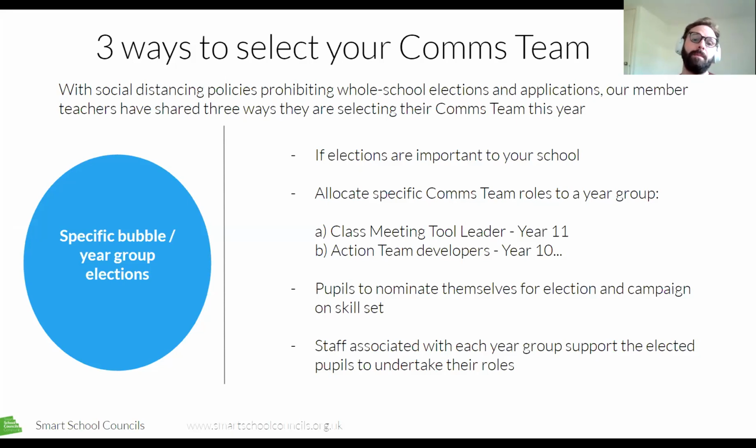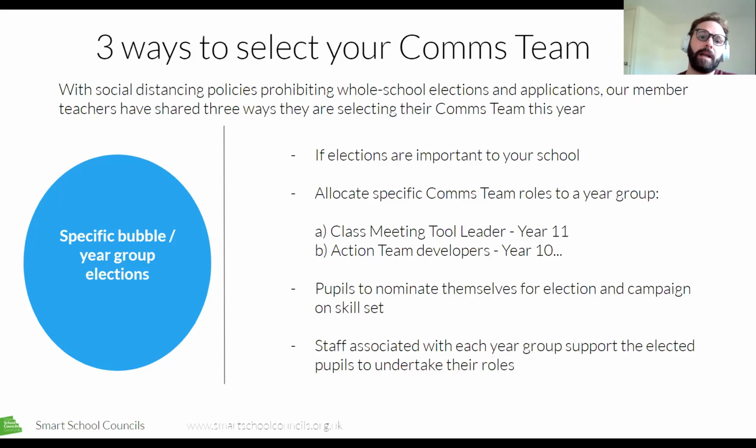So if elections are really important in school, I understand why that is. This is a way in which you can do it. It's more complicated than the first one, but it definitely will work. So this is what you might do. Under the premise that elections are really important to us, what we might do is decide to allocate specific roles on the communications team to a year group.